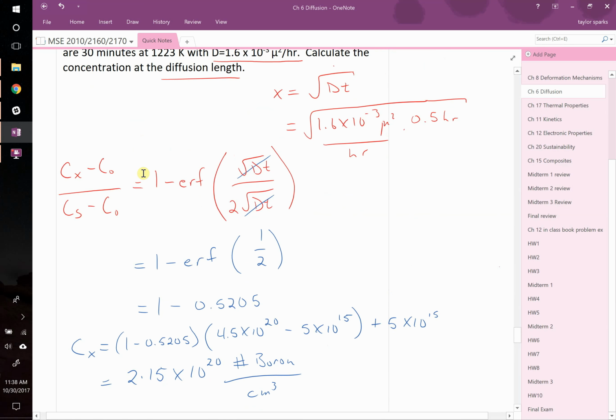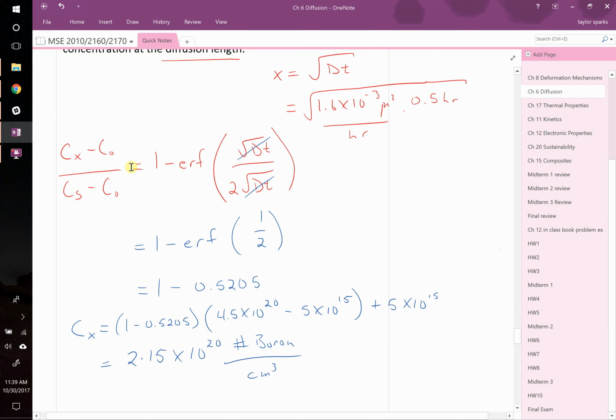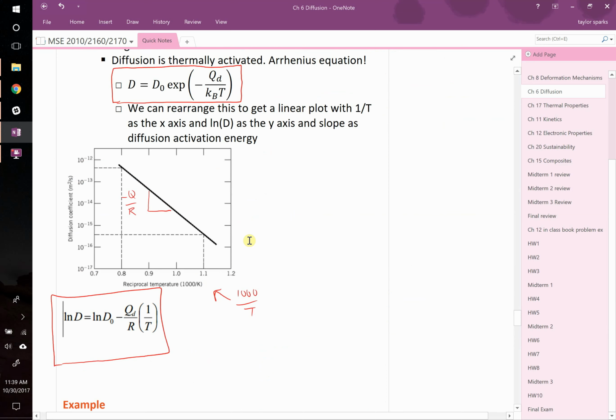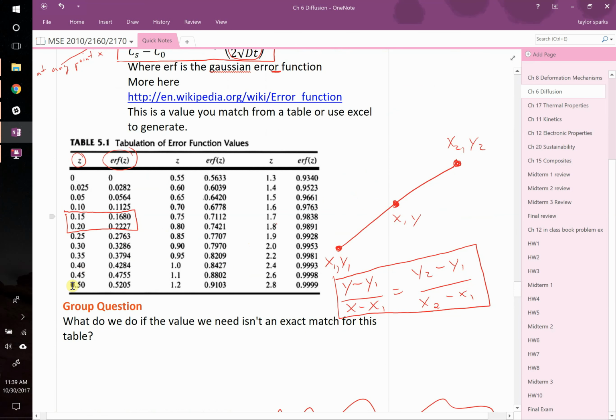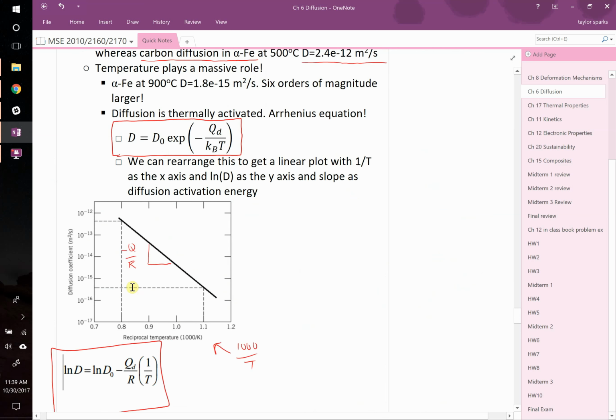Okay, when you go ahead and plug this in, you find that (Cx minus C0) over (Cs minus C0) equals 1 minus the error function of x, which we're told is just the diffusion distance, square root of Dt, over 2 times square root of Dt. So the square root of Dt actually cancels out. We're left with just the error function of 1/2. Going back up to our table, the error function of 1/2 is an easy one because it lands right on it. We know that if z is 0.5, then the error function of z is 0.5205.